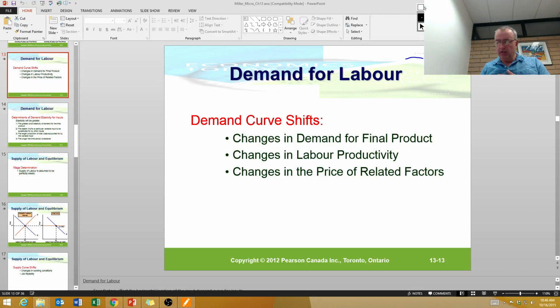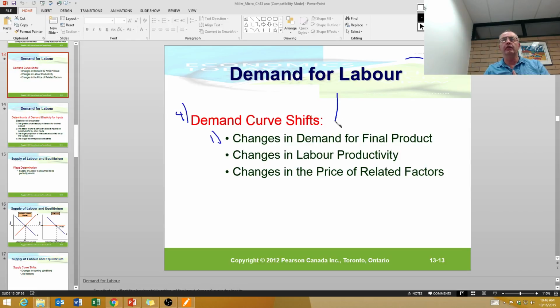Okay. So we have four factors that affect the horizontal location of the input demand curve. Firstly is changes in demand for the final product.